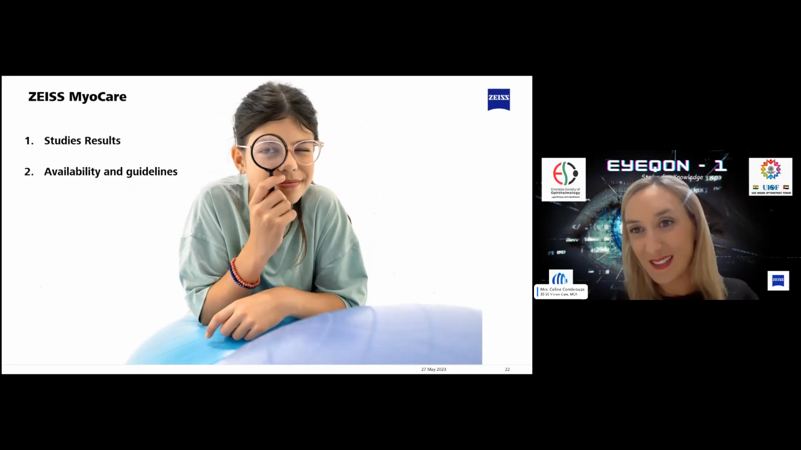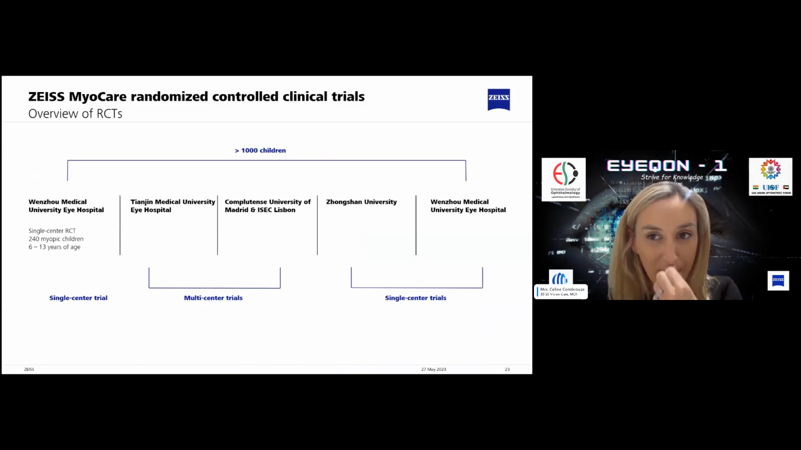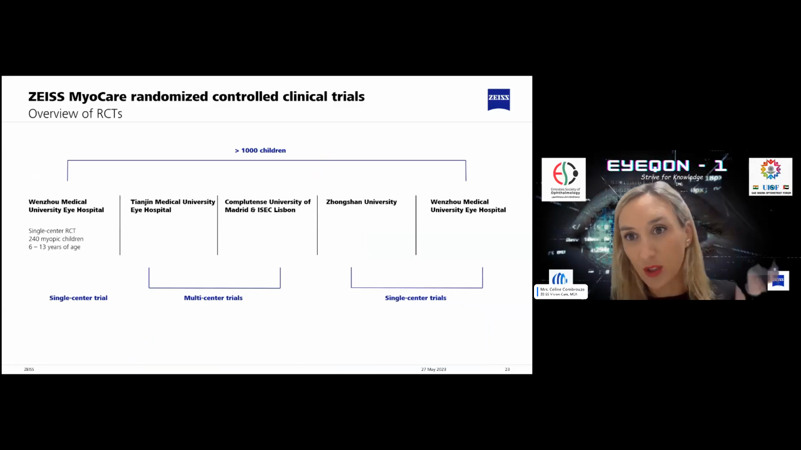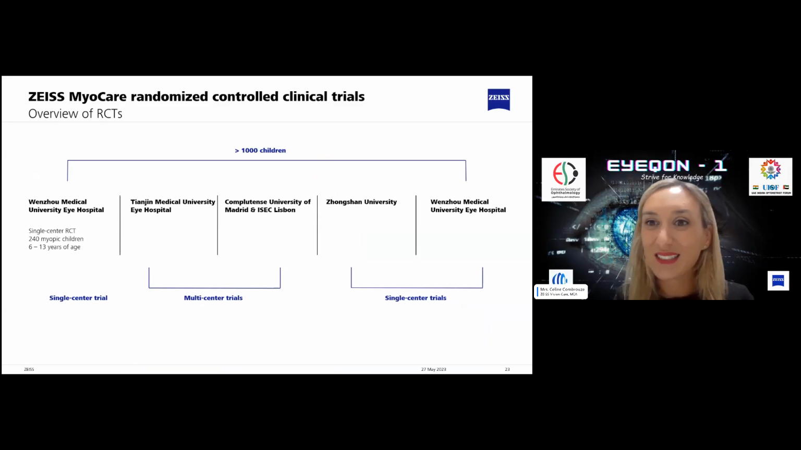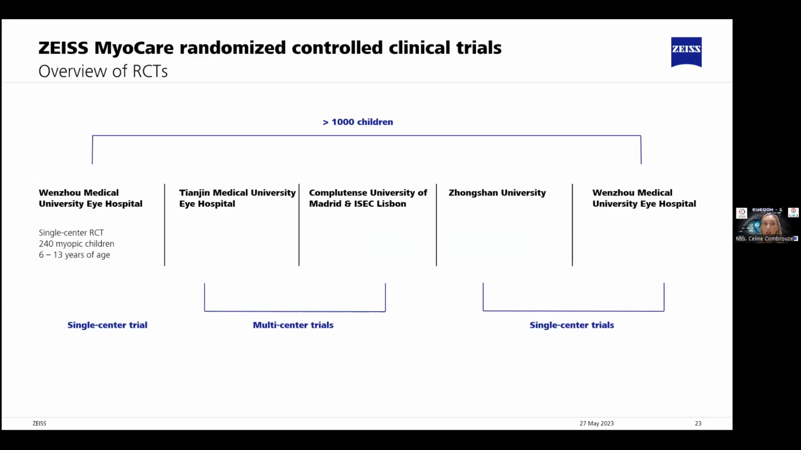Studies. This is one of my favorite parts because we are a lot into studies. At first, we were doing a lot of studies in China. Our partner from ever is Wenzhou Medical University, Eye Hospital, and actually Dr. Wang is going right after me, going to share some tips about myocare. But right now, more than 1,000 children are under studies, okay, in Asia, but also in Europe. The study that I want to talk to you about is a 2-year study, but we just received the intermediate results, so after 1 year.